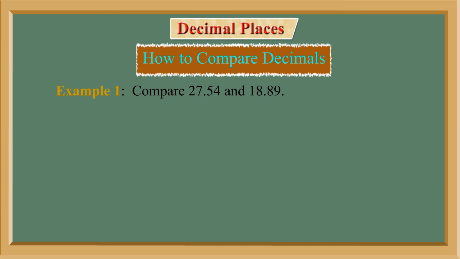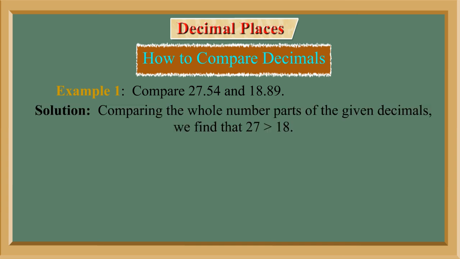Example 1. Compare 27.54 and 18.89. Solution. Comparing the whole number parts of the given decimals, we find that 27 is greater than 18. Hence, 27.54 is greater than 18.89.